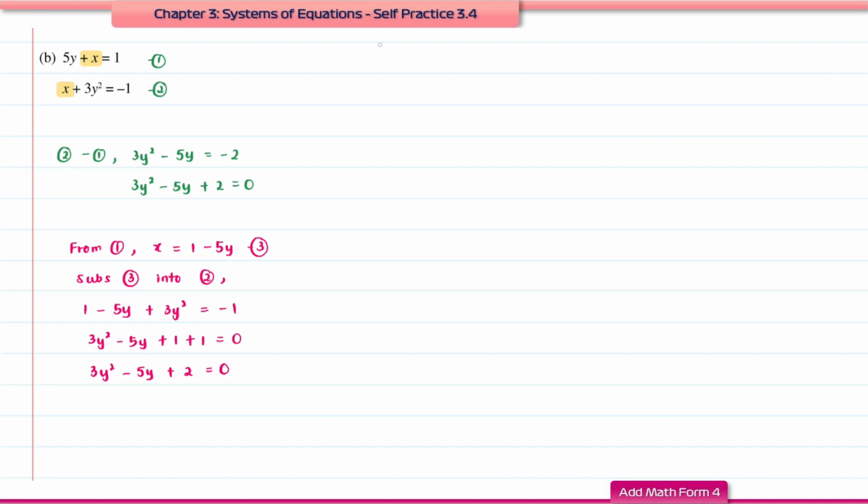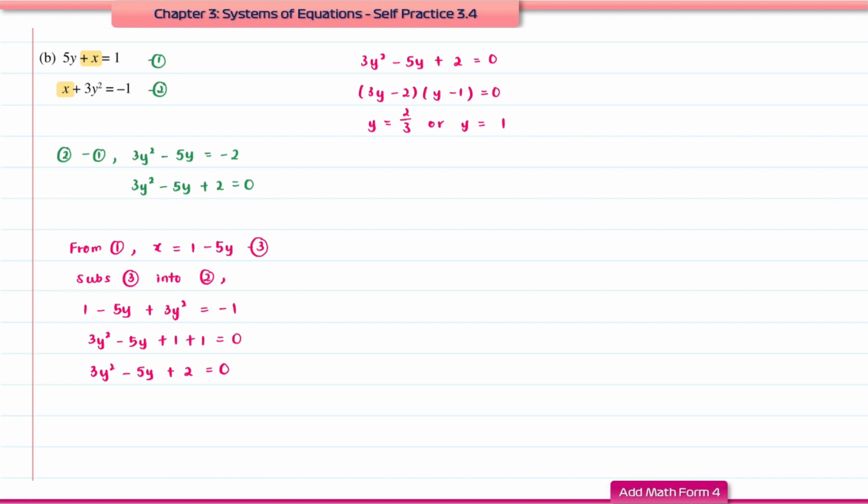Alright. I'm just going to write the equation here. For this question, you are able to factorize it completely, therefore I'm going to use the factorization method. The first bracket, you're going to have 3y minus 2. Another one is y minus 1.